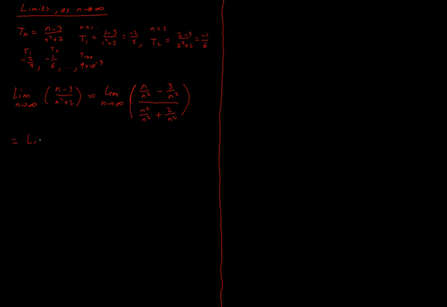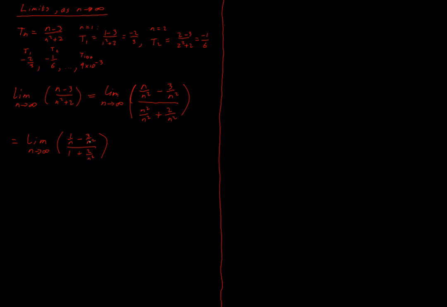Simplify that down. As n tends to infinity, we end up with 1 all over n minus 3 all over n squared, all over 1 plus 2 all over n squared, and that's our job done. Now we want to let n tend to infinity.